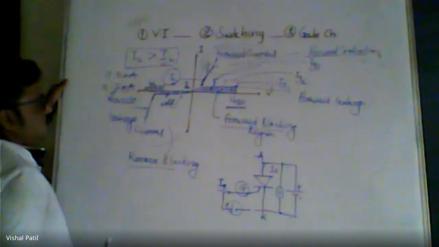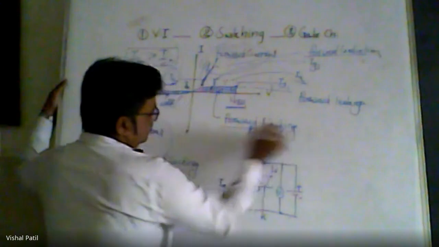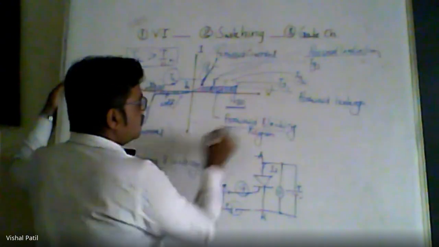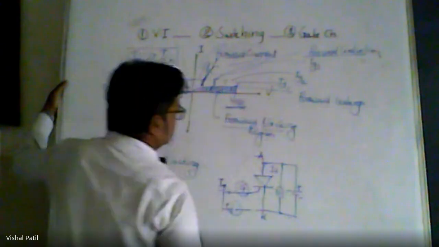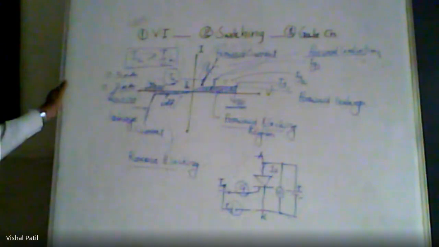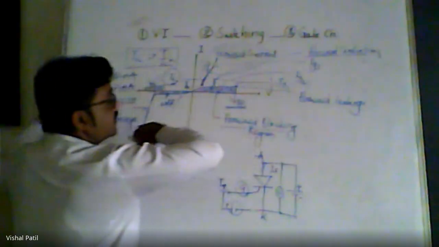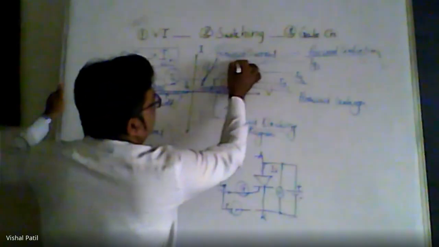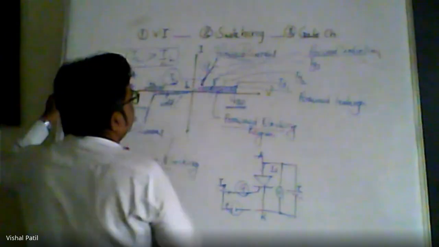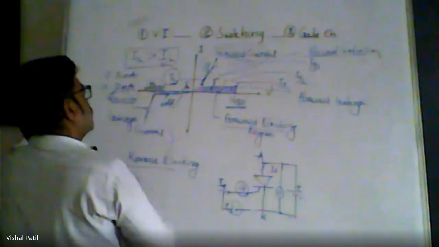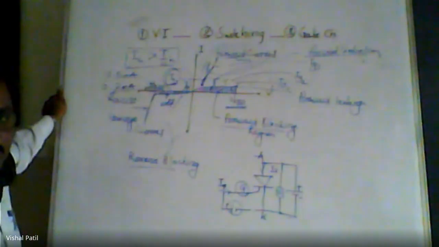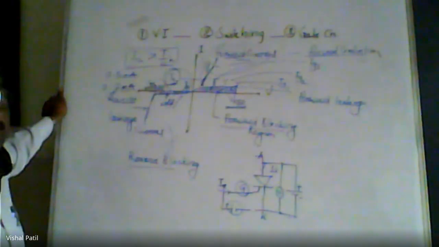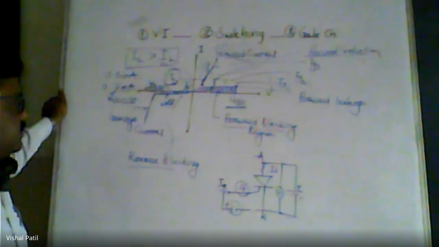In the forward blocking region, which are the terms associated? Forward leakage current and forward breakover voltage. Now in forward conduction, which are the terms associated? Forward current, latching current and holding current. Out of which, latching current and holding current, their relation and their terms. What do you mean by latching? What do you mean by holding? That is very important.